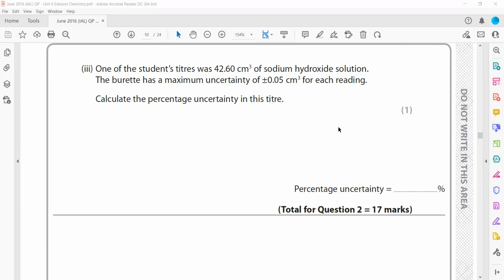So these are the first two questions from the June 16 paper. Next session we'll do more questions from this paper.